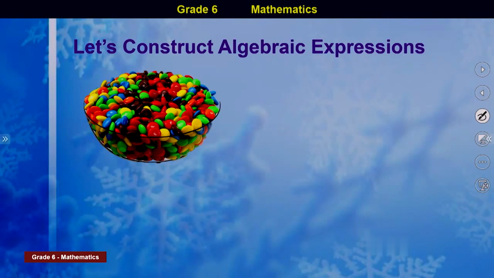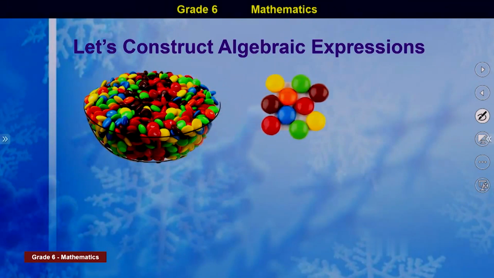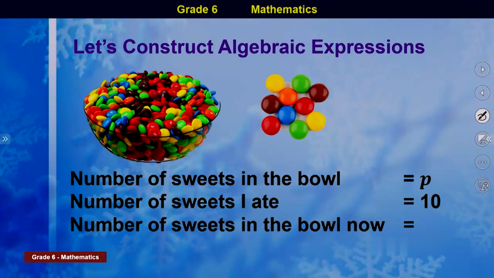Let's see whether you can write an algebraic expression for this situation. There are some sweets in a bowl. What I did was, I took 10 sweets from the bowl and ate them. Number of sweets in the bowl is an unknown. So, I use the term p. Then the number of sweets I ate is 10. Now, can you write an algebraic expression for the number of sweets in the bowl now?